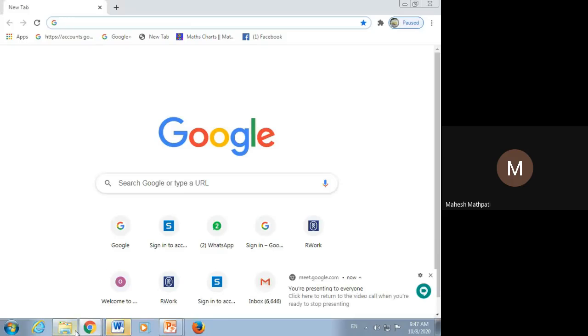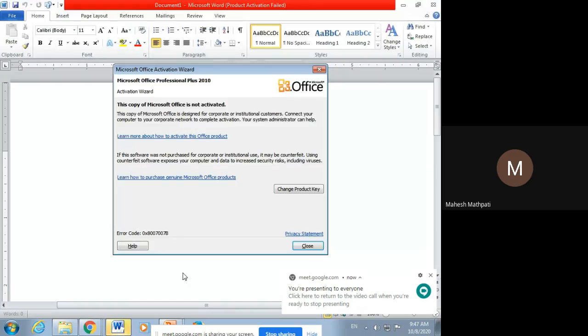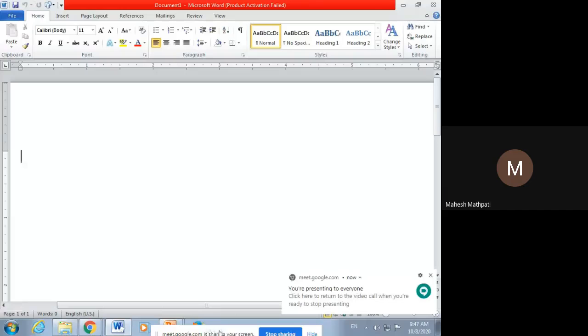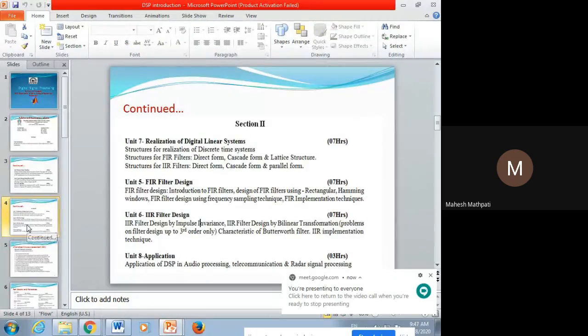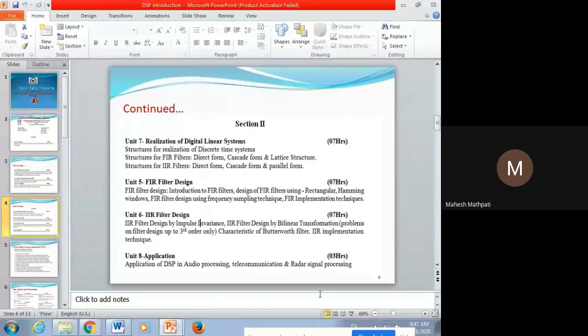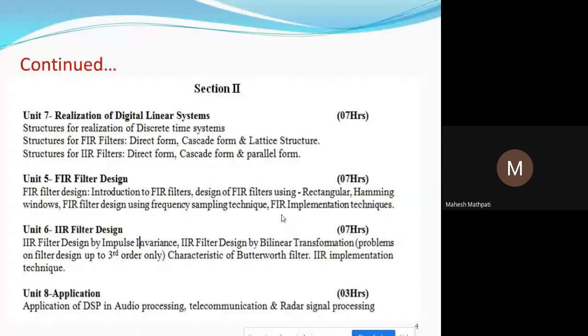Have you noted the textbooks also? Textbooks, reference books. Which was the textbook used for DSP? Can anyone tell me? Textbook used for DSP.